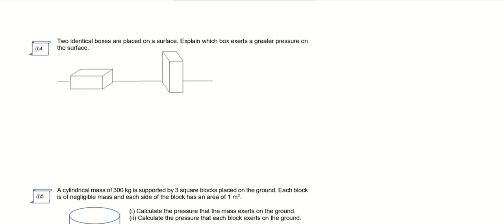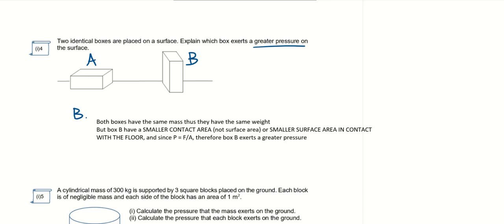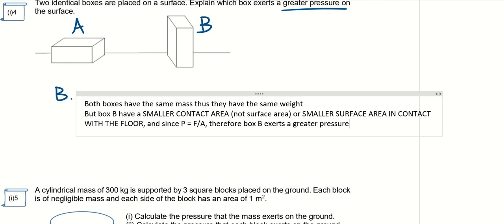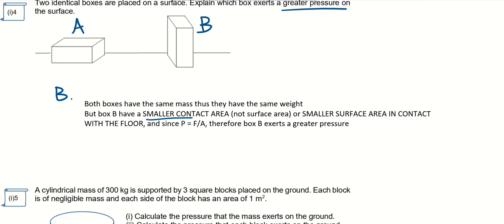Okay, I4, two identical boxes are placed on the surface. Explain which one exerts a greater pressure on the surface. So if this is A, block A, this is B, so B will exert a larger pressure. Okay, because, let me type out the answer. Both boxes have the same mass, therefore they have the same weight, right? But box B has a smaller contact area.